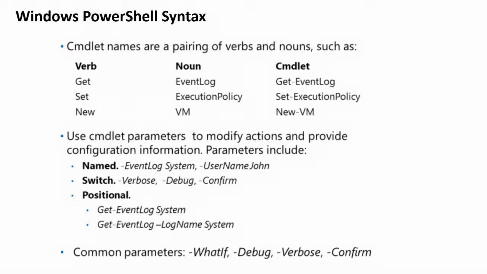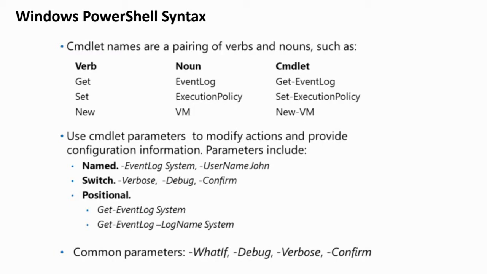For example, to change the settings of a mailbox, you can use the cmdlet Set-Mailbox. Optionally, one or more parameters can be used with the cmdlet to modify its behavior or specify settings. When you type a cmdlet on a command line, the parameters are entered after the cmdlet name.